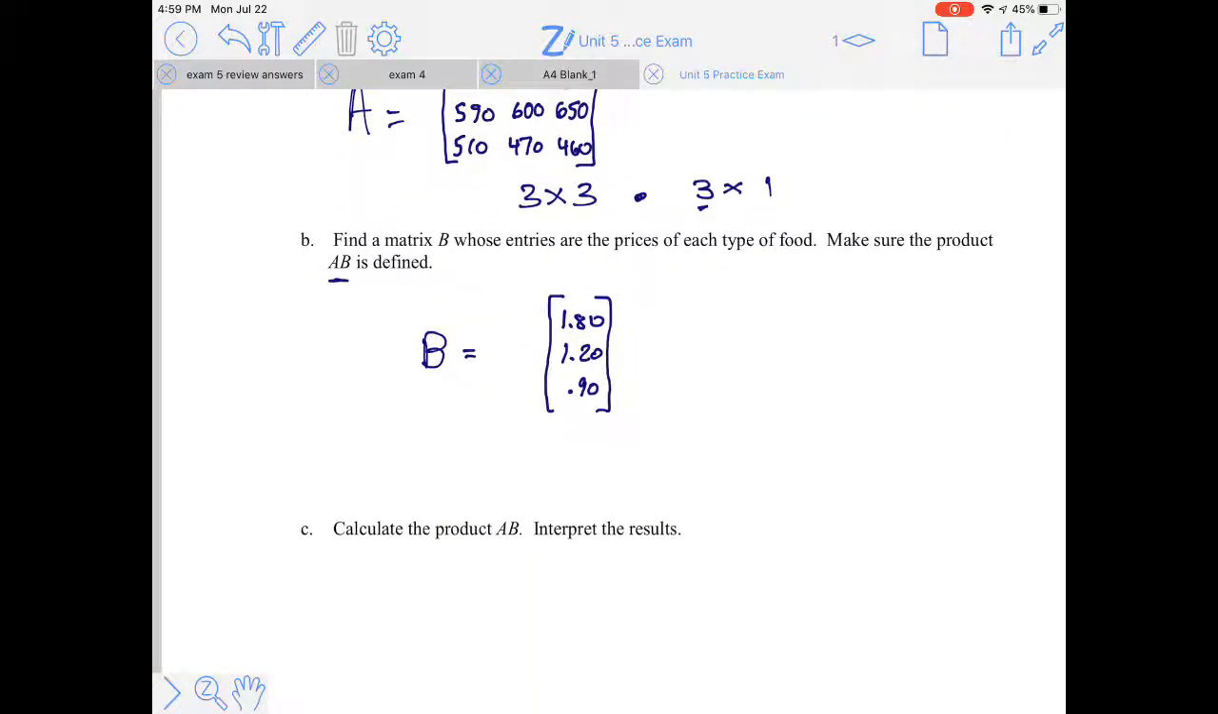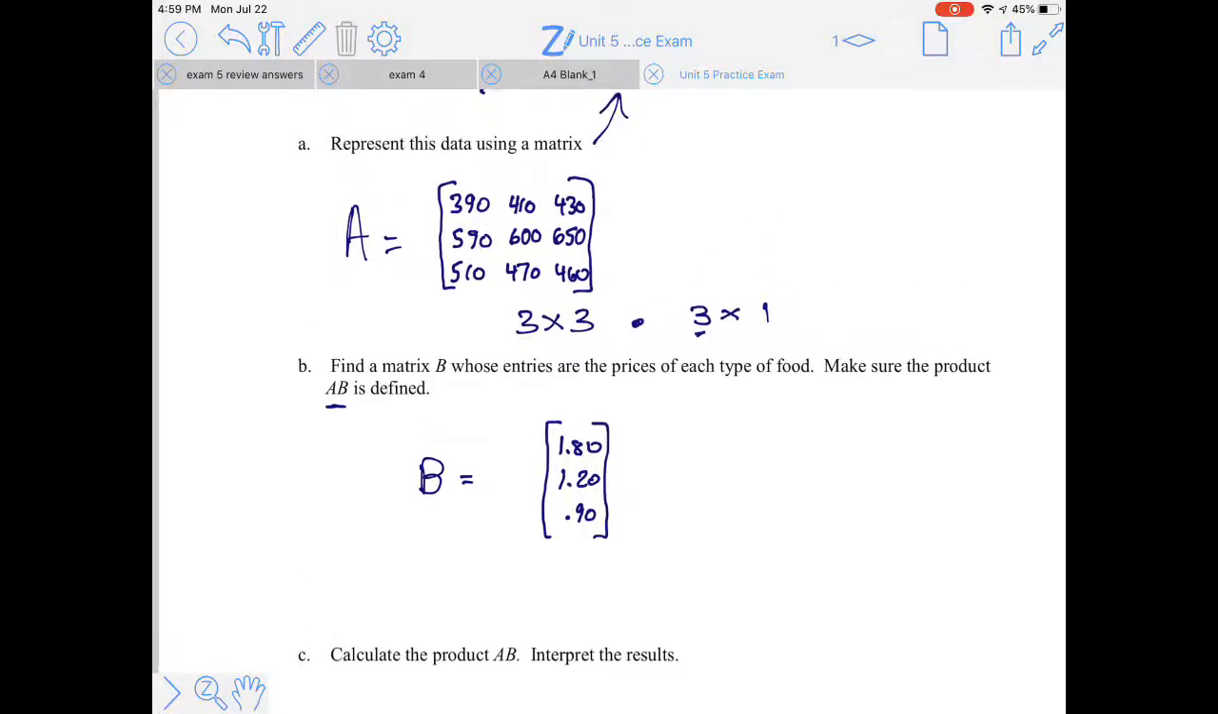And now for part C, it just says calculate the product A times B. Basically you'd be multiplying the 2 together. And there's actually 2 parts to this one. It says calculate the product A times B, but then it says interpret the result. So if I multiply A times B, what kind of matrix do I end up with? A 3 by 1. A 3 by 1 has 3 entries. What do those 3 entries mean?